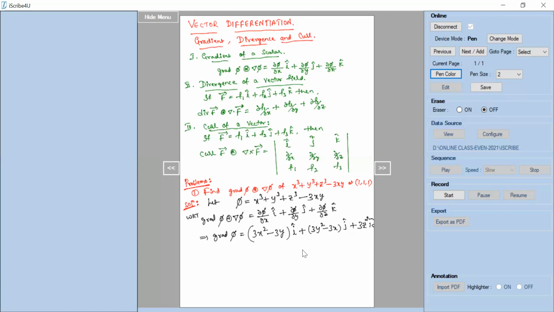So this is the third term. This is our grad. So this is how we can find the gradient of a scalar. Just differentiate that scalar partially with respect to x, y, z and multiply them with i, j, k and add.